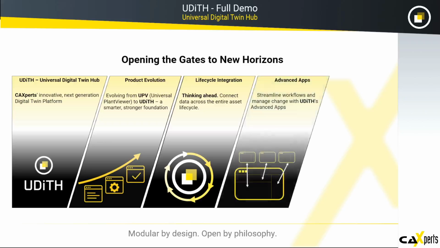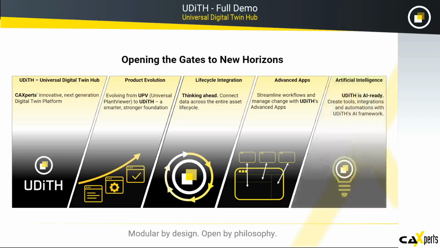It's supported by the advanced apps that allow you to streamline your workflows and manage change, with the UDiTH advanced apps like tickets, events, workflows, and similar. And artificial intelligence. So UDiTH is AI ready. It allows you to create tools, integrations, and automations with the help of UDiTH's AI framework. And during today's demo, I will also be showing one of the first examples of what can be done by using the AI framework.